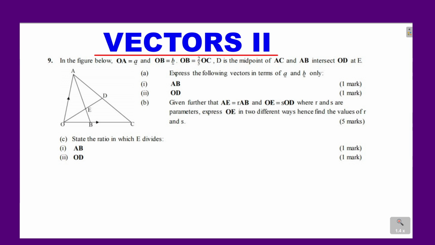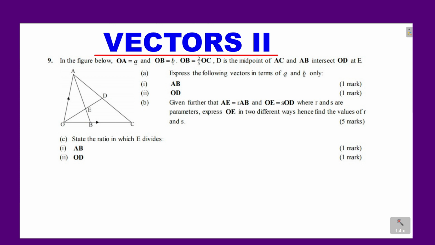Vectors in the figure below. OA equals A, OB equals B, OB equals 2/5 OC, D is the midpoint of AC, and AB intersects OD at E. The figure is given there.